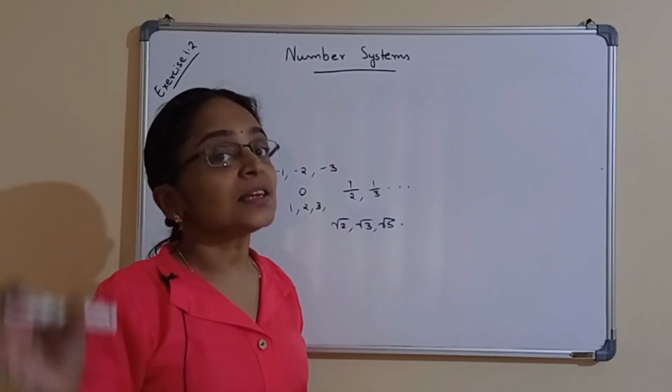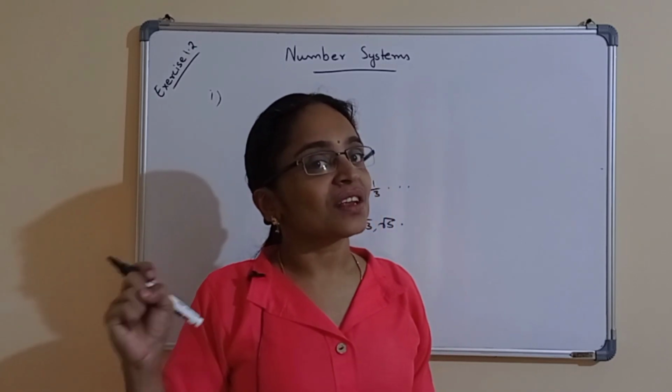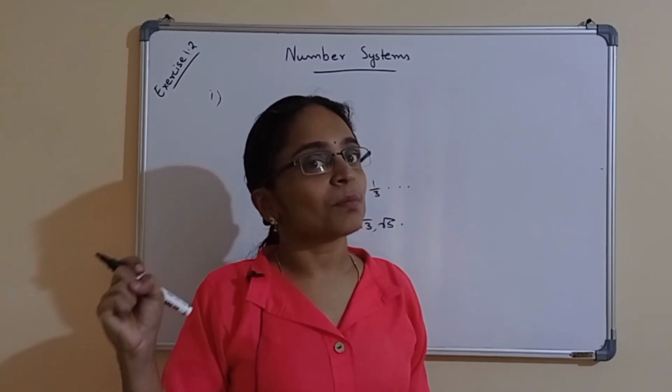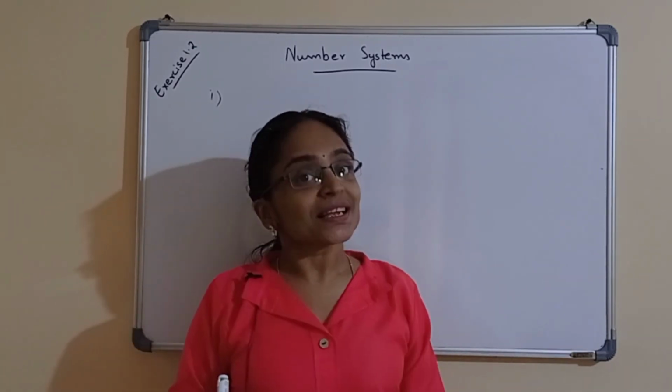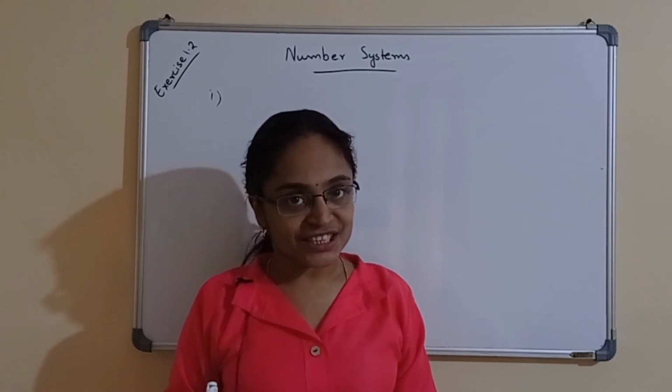Every real number is not an irrational number, which means the statement that every real number is an irrational number is false. Now, the second question is, are the square roots of all positive integers irrational?